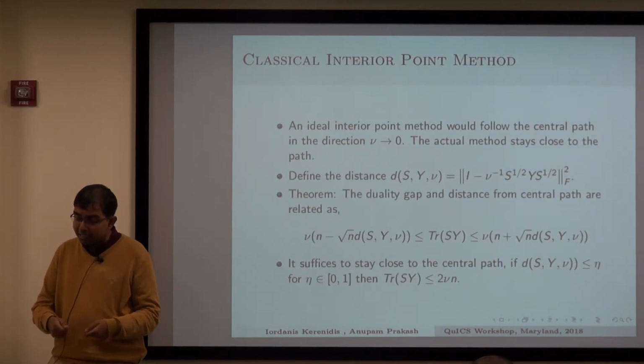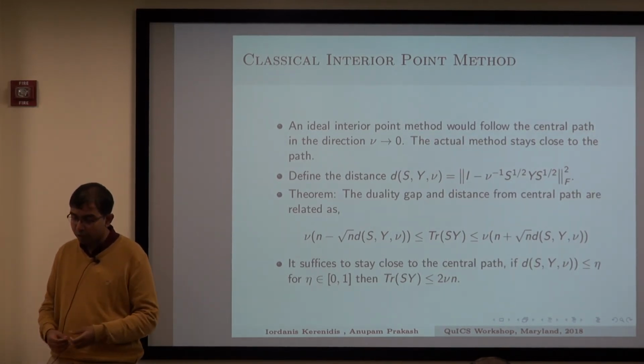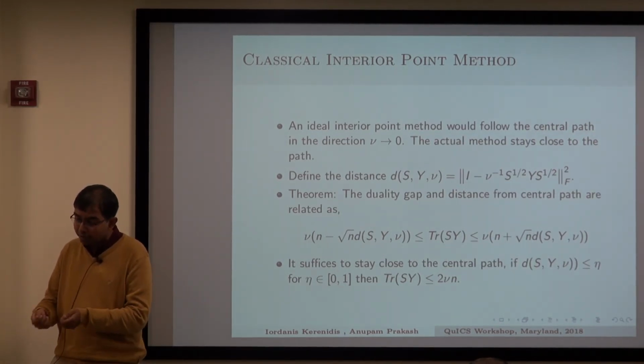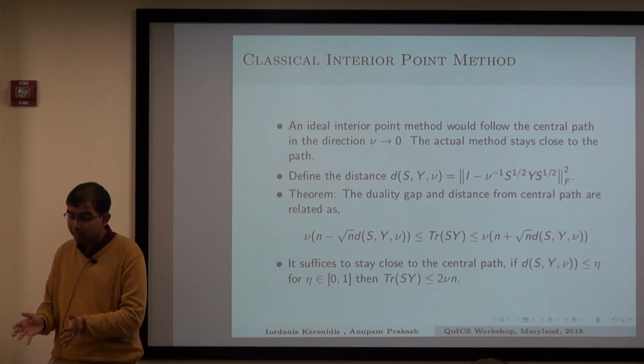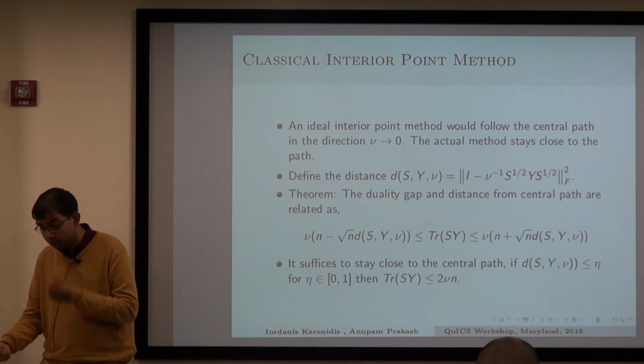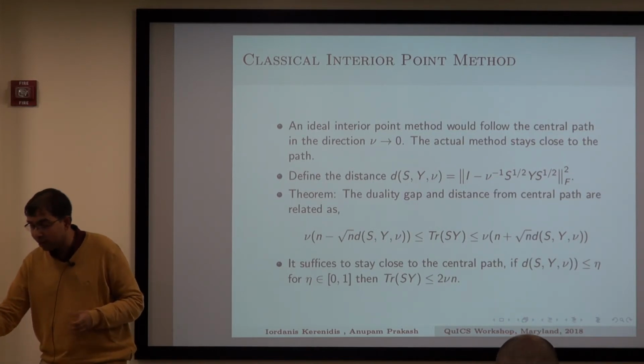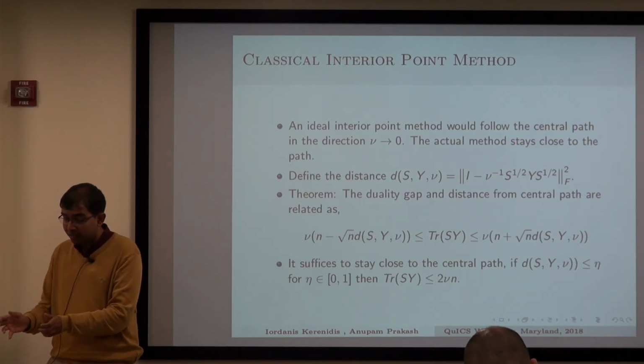So of course, the ideal interior point method would just follow the central path in the direction going to 0, but the actual method tries just to stay close to the path. So we need a measure of the distance from the path. Here, the following distance measure is used in the analysis: the Frobenius norm squared of I minus nu inverse S half Y S half.